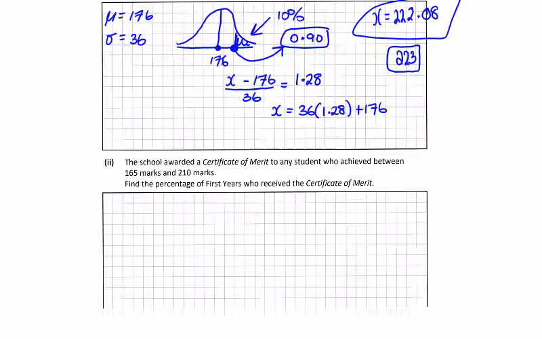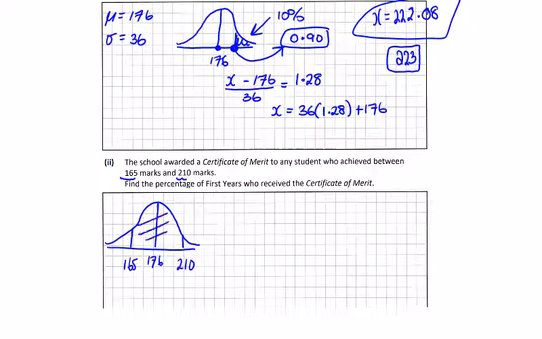Part 2, the school awarded a certificate of merit to any student who scored between 165 and 210. So let's look at where that is. We have 176 in the middle, 165 and 210, so we're looking for this bit in here. What I would do here is get the two tails, add them together, and take it away from 1. So let's test 210 against 176 as the average, with 36 as the standard deviation.